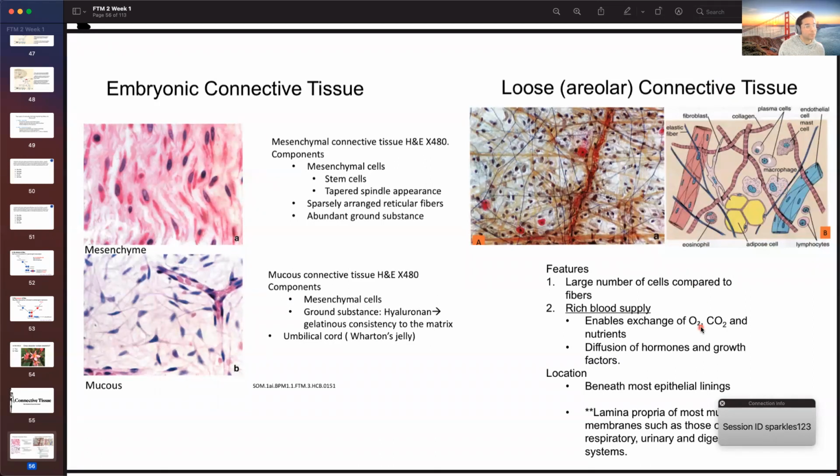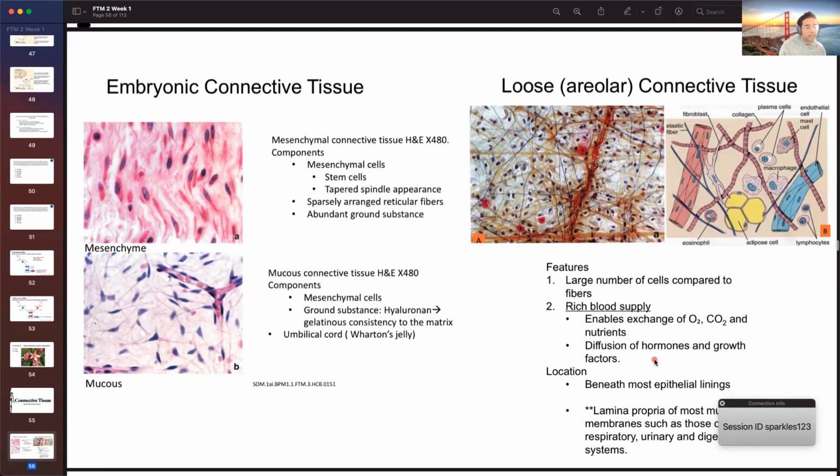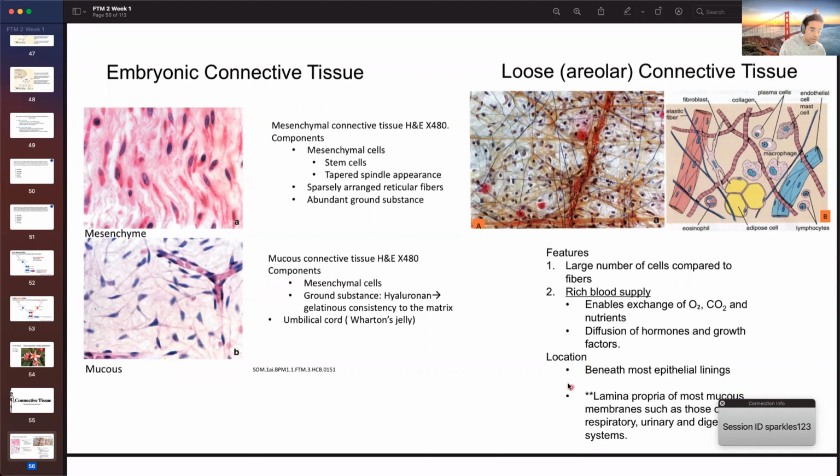Blood supply in the loose connective tissue is rich. You'll get more on this later in MSK2, where you start to look at dense connective tissue, dense irregular connective tissue. So that's just a quick peek as to what's going to come up. But for loose connective tissue, just be aware it has a nice, rich oxygenated blood supply. You can do a nice set of gas exchanges and nutrients, diffusion of hormones and other factors. Location, typically beneath most epithelial linings. You're going to see it there because loose connective tissue can take a lot of impact, right?